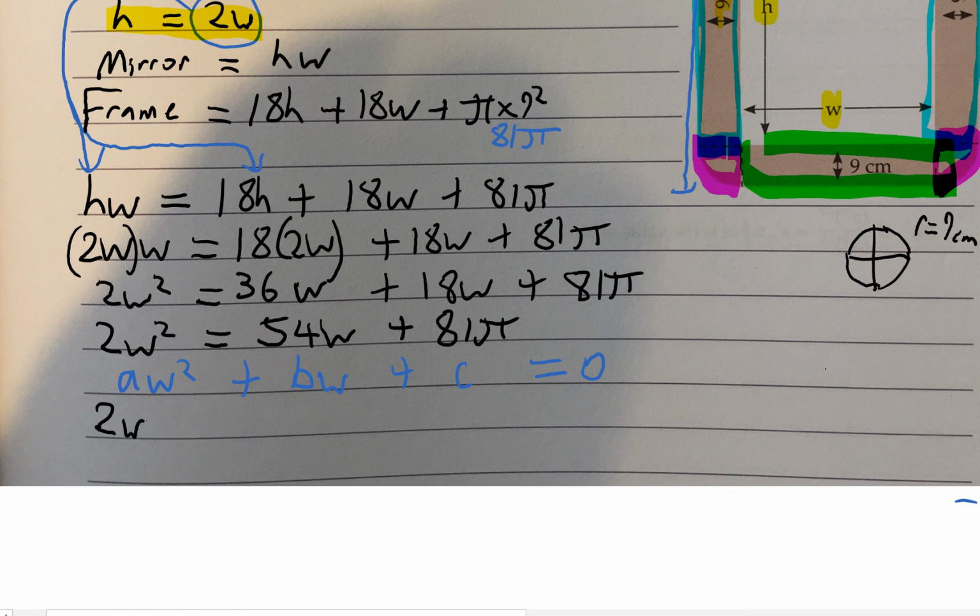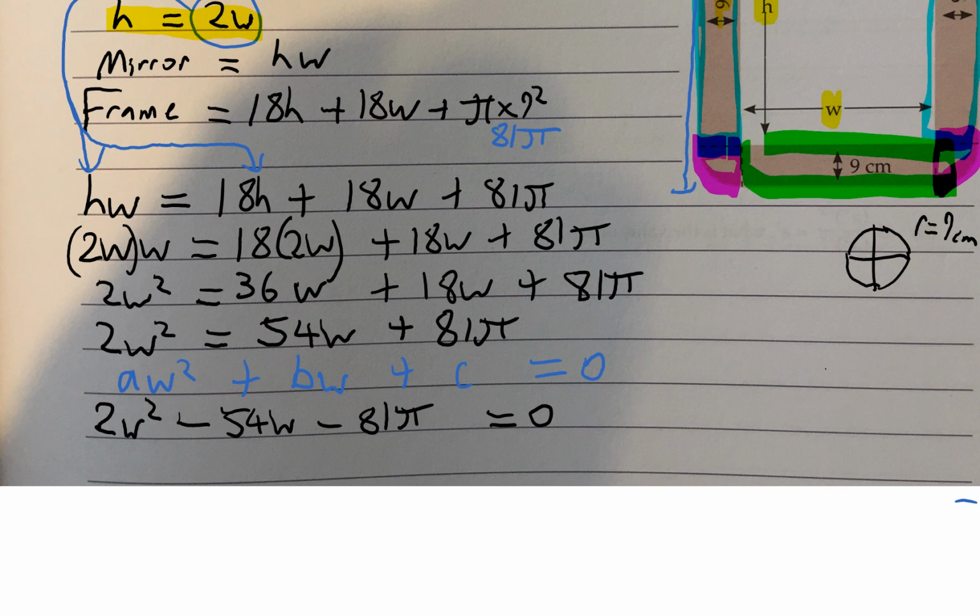So 2w squared is going to stay on the side it's on. Now, I've got to take away 54w from both sides. So it's got to be minus 54w. And same thing with 81 pi. I've got to take it away from both sides. So minus 81 pi, and that equals 0. Okay, and now what have I got to do? Well, I can use the quadratic formula here, which is probably going to be the quickest way. So let's go ahead and set that up.